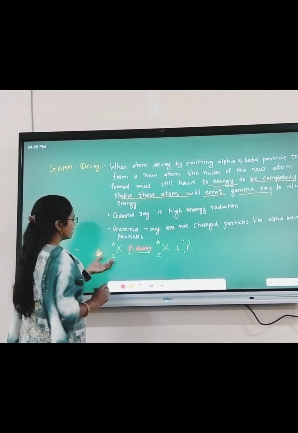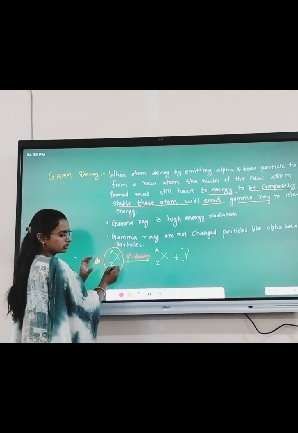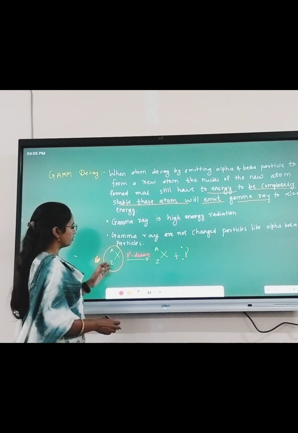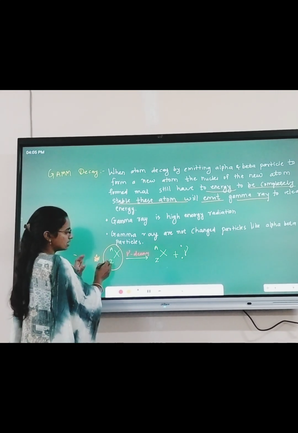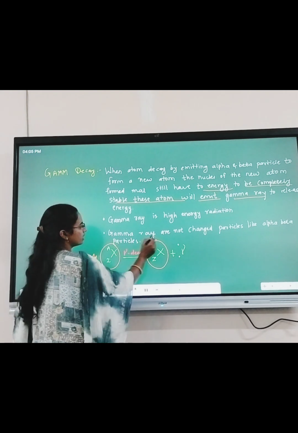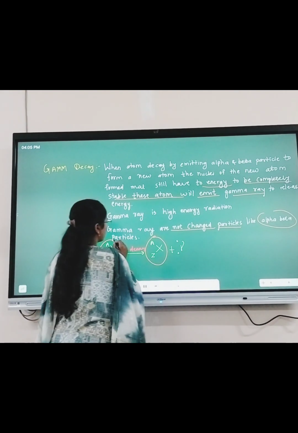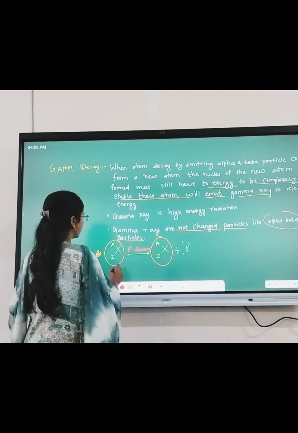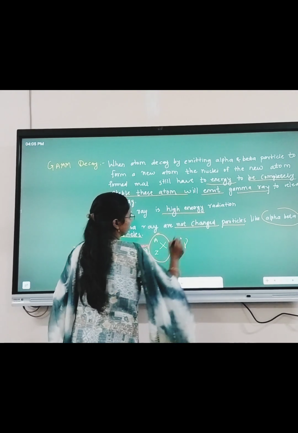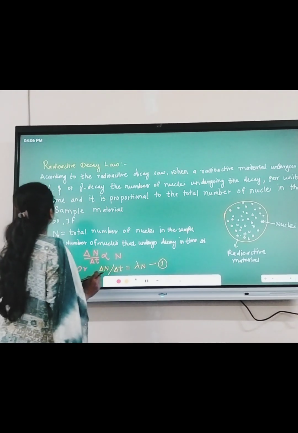Suppose this is the general reaction. Say this is one of the atoms, with atomic number and atomic mass number here. If we bombard gamma radiation on this atom, we have the same atom. Gamma rays are not charged particles like alpha and beta particles. So we have this general reaction, and gamma ray is high energy radiation.